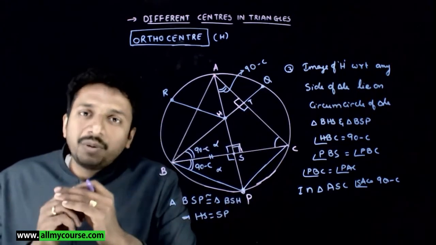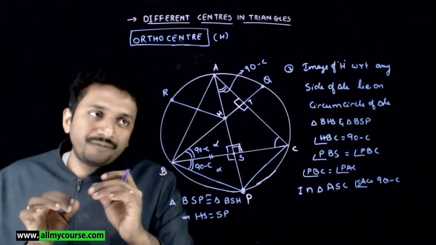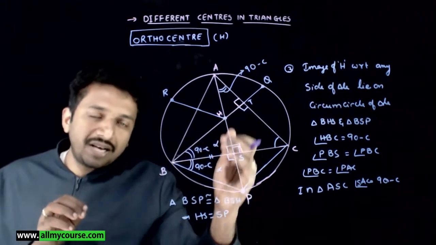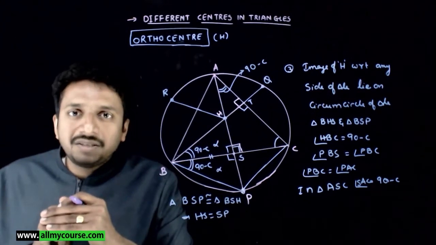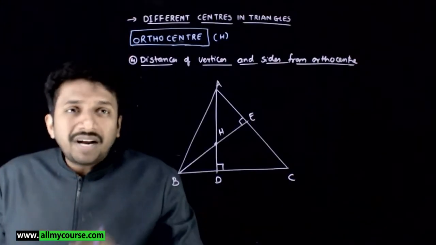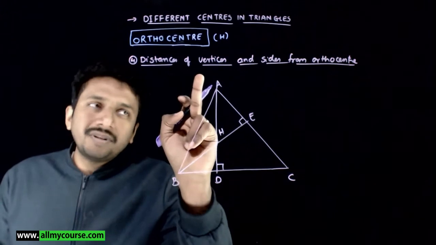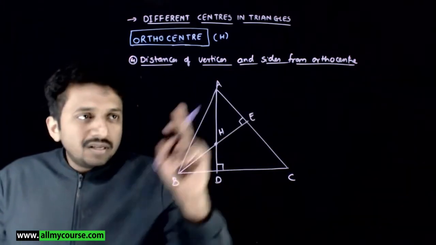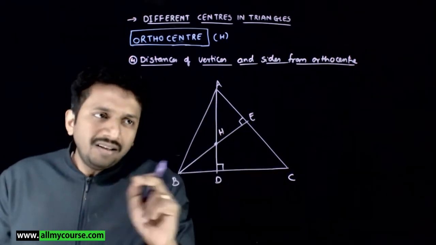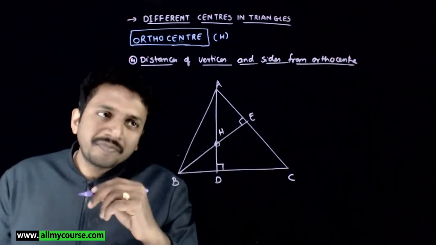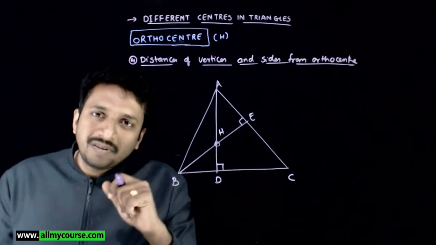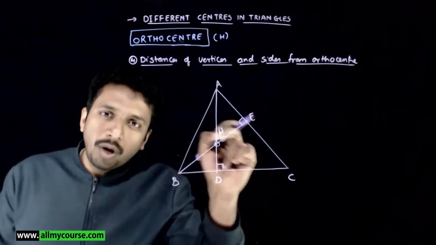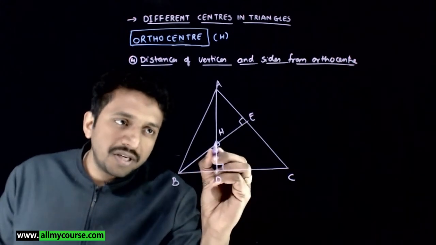So this is a very important property. The image of the orthocenter about any side of a triangle always lies on the circumcircle of the triangle. Let us try to calculate the distances of the vertices and the sides from the orthocenter. So let ABC be the triangle and H be the orthocenter, which is the intersection of the three altitudes. For convenience, let us draw only two altitudes. So H is the orthocenter that you have.